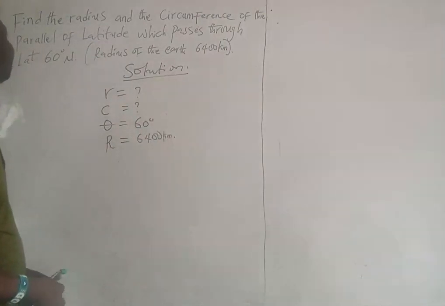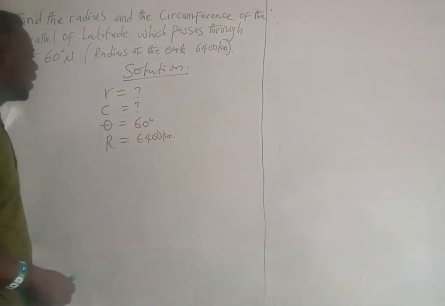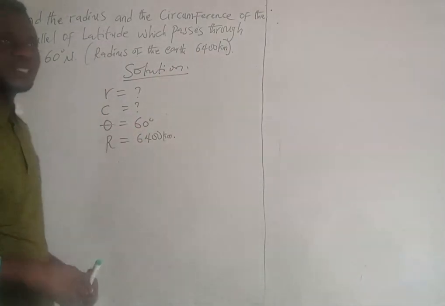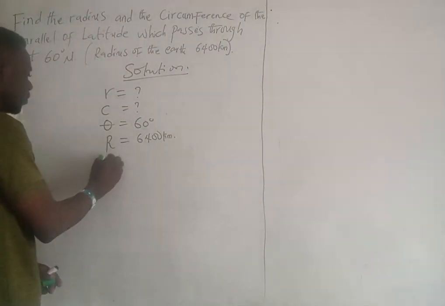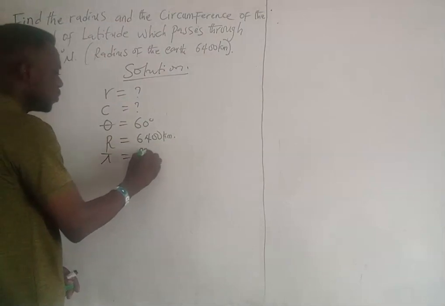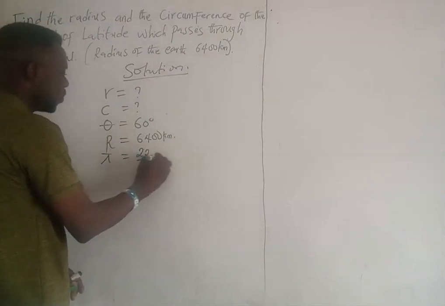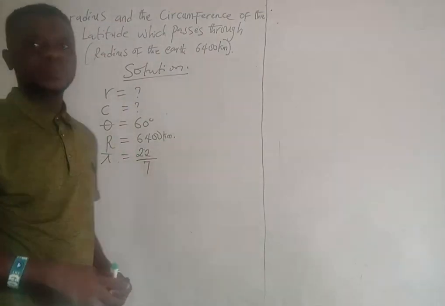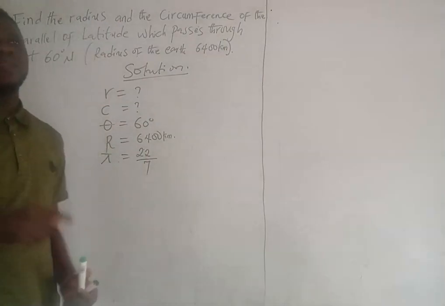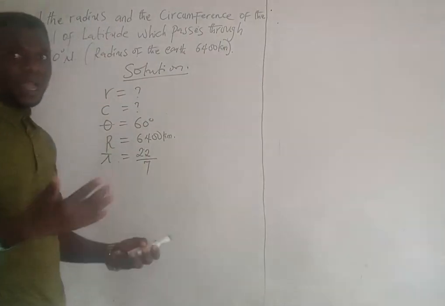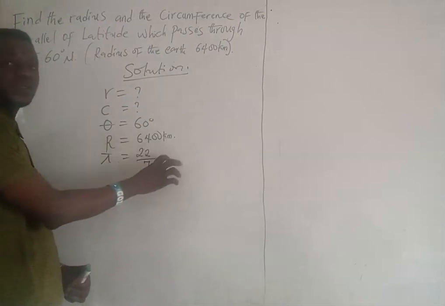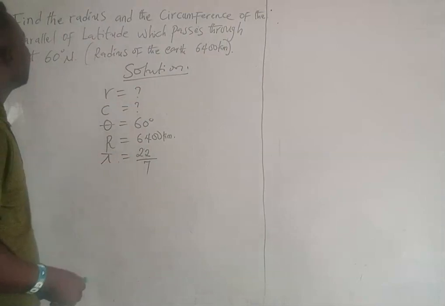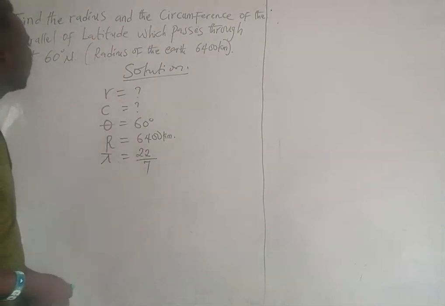Now, find the radius and the circumference. Then there is something that is missing, which is a constant, which is pi. So we have to introduce our pi. It is 22 over 7. Either you write it as 22 over 7 or 3.142. How come we get the 3.142? When you divide 22 by 7, it will give you 3.142. So now let us calculate the radius.